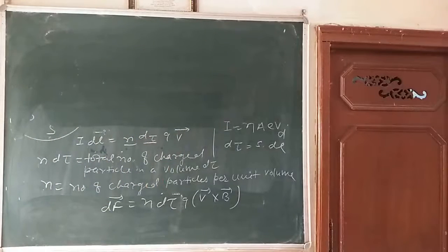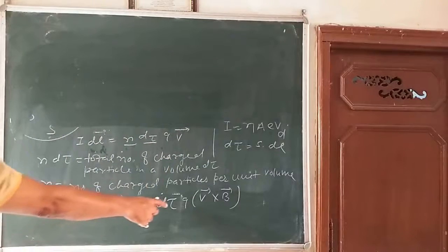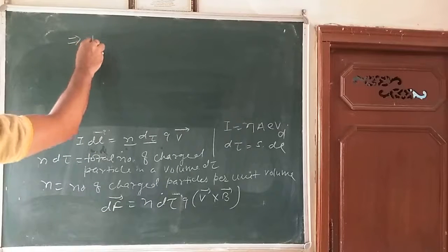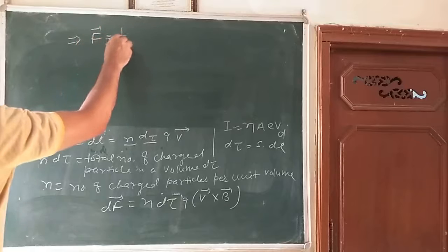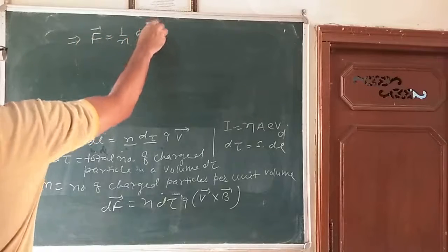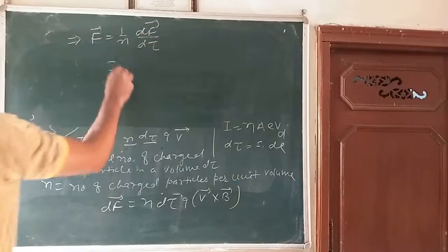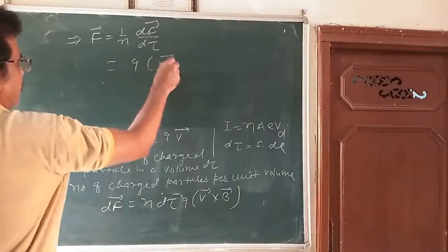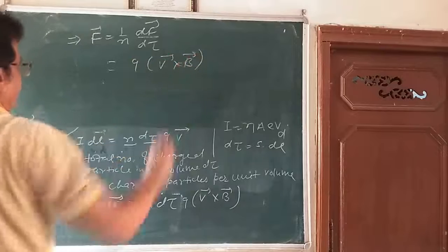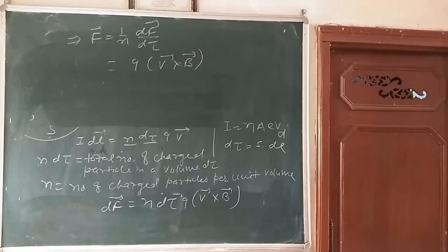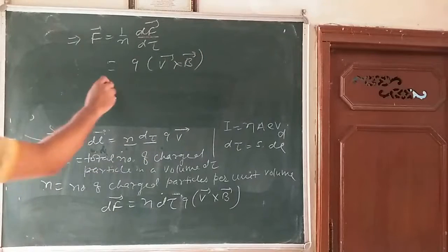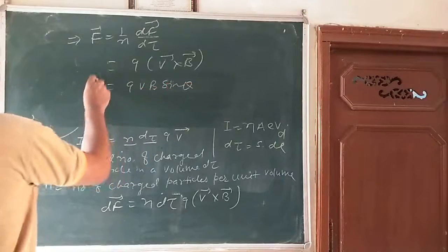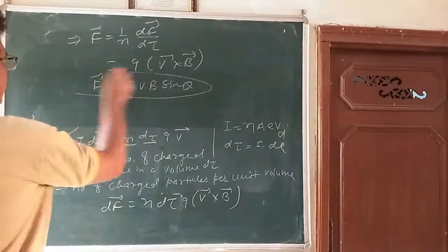I can say here, dF by dN, take it here, so we are getting here force on a charged particle, that is 1 by n dF by dv. Then what are we getting? That is only q into v cross B. So this is the force here, or I can write that it is qvB sin theta. This is the result here.